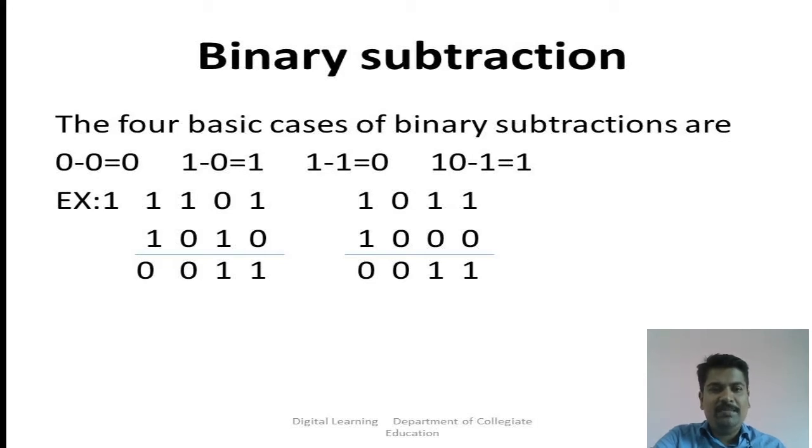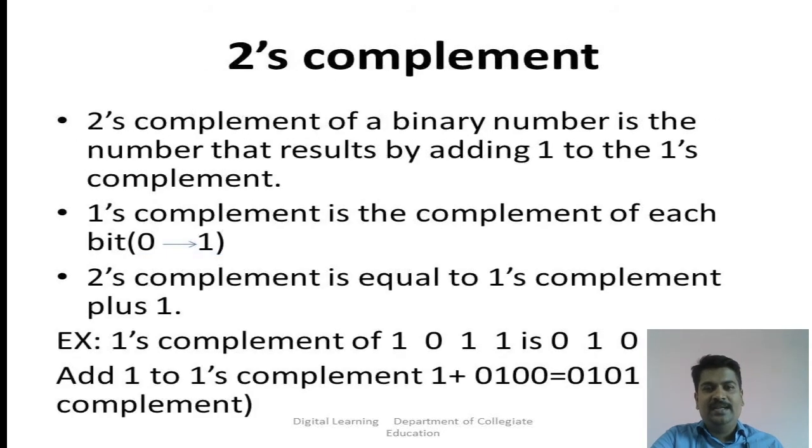Okay. 1 minus 0 is 1. Again 1 minus 0 is 1. And 0 minus 0 is 0. And 1 minus 1 will be 0. It's a very simple problem. No need to take any borrow, and no complications in that problem. Yes, this is the method which I am going to discuss.